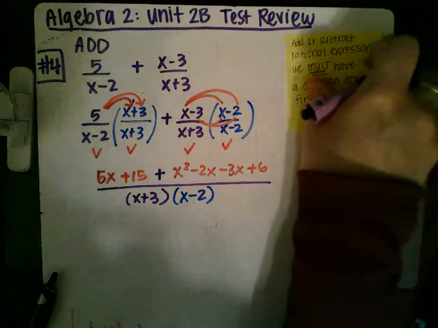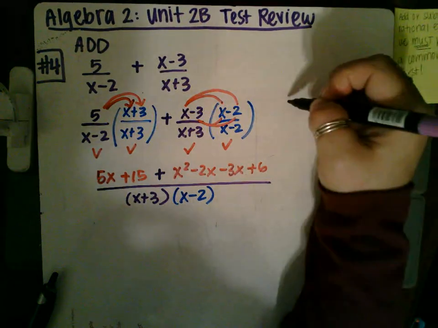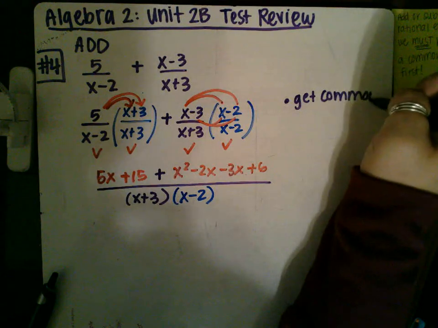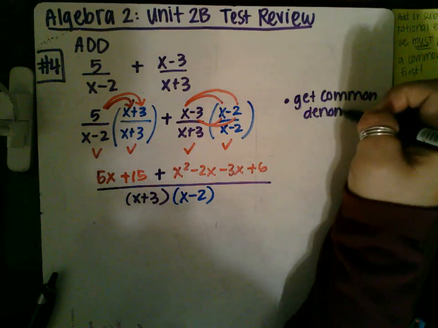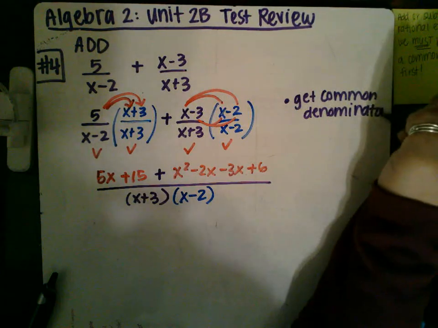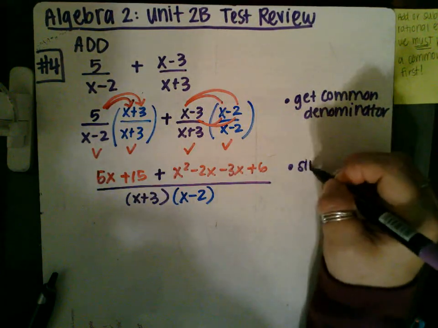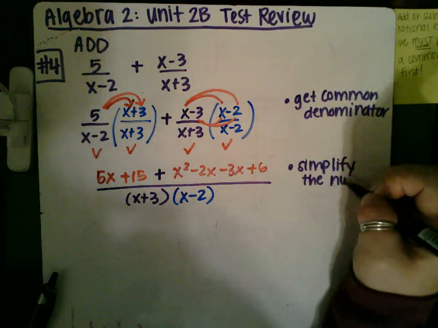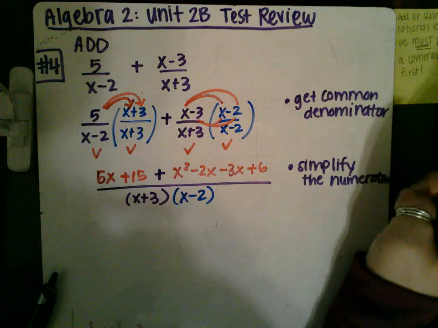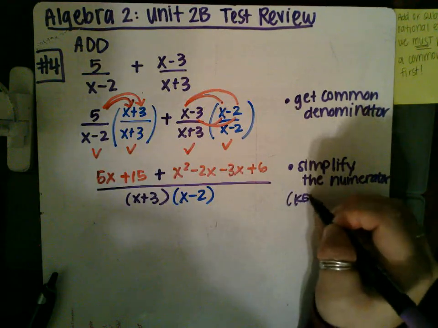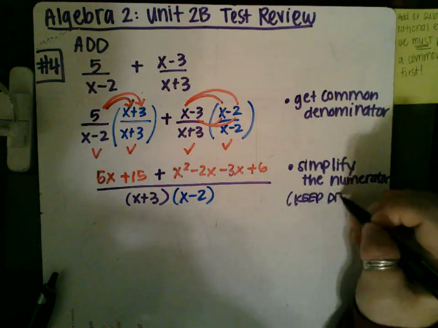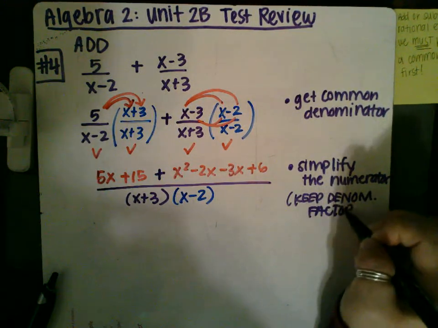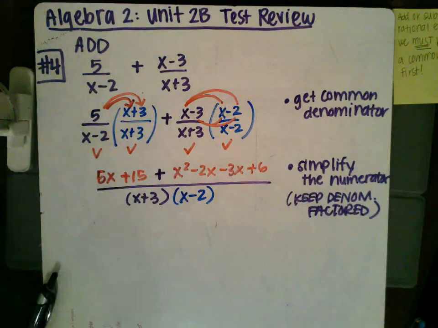So once we get a common denominator, we simplify the numerator. And the note is to keep the denominator factored. You don't want to undo the factoring here.